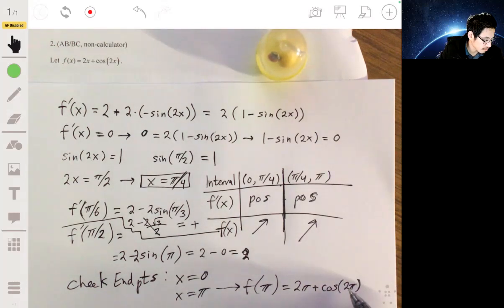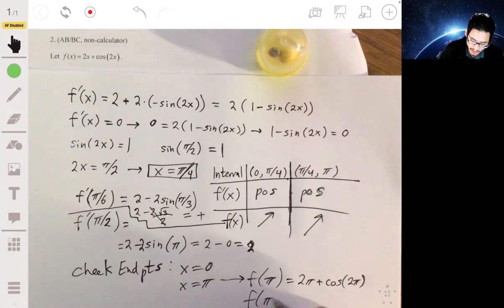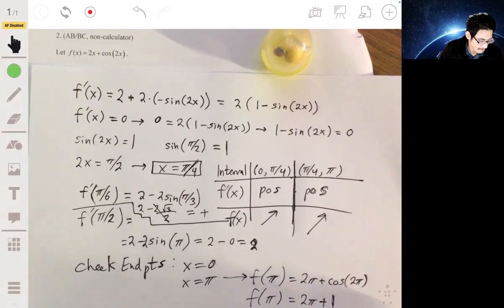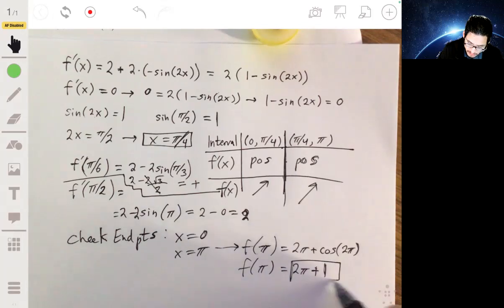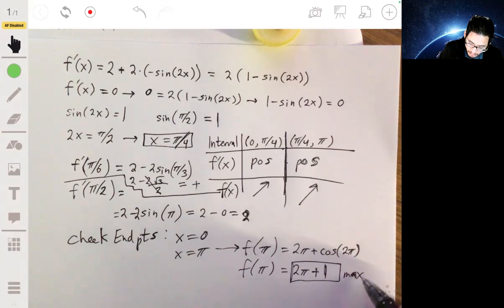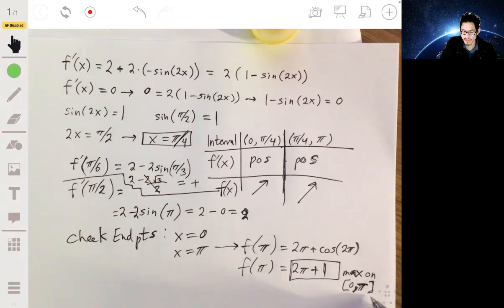The cosine of 2 pi, and we all know, is 1. So f prime of pi, 2 pi plus 1. And so this will be your max value, this will be your max. So your max value on this interval is 0 to pi. I'm not writing my pi's very clearly. Read my Python, it's much better.